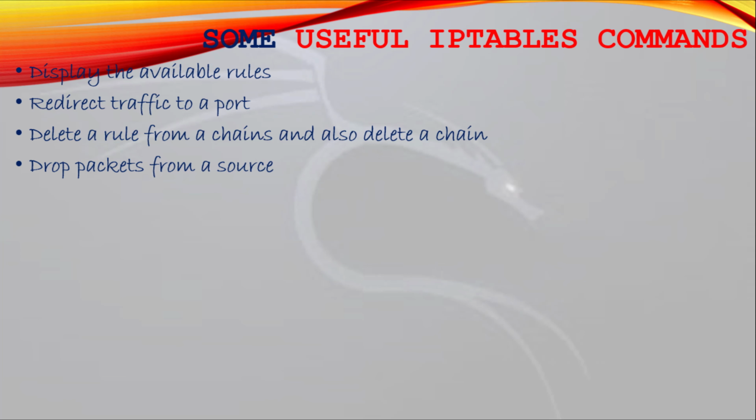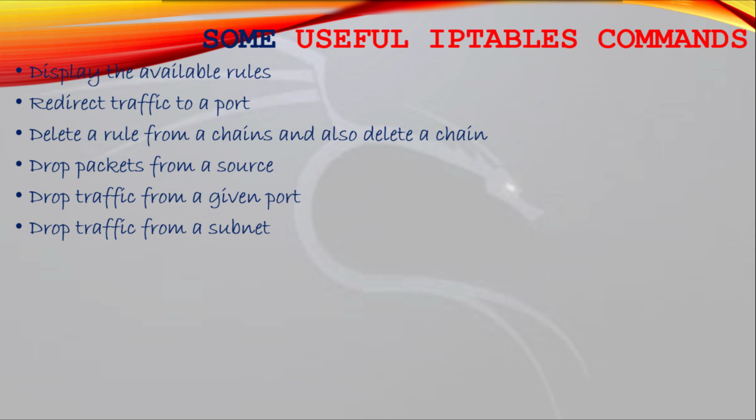Then we're going to drop packets from a specific source. We're also going to drop traffic from a given port. Maybe you don't want somebody to connect to us using port 80, so we're going to drop traffic coming into that port. Then we're going to drop traffic from an entire subnet. Maybe we don't want somebody within our internal network accessing what is in our server, so we're going to drop traffic from the whole subnet.